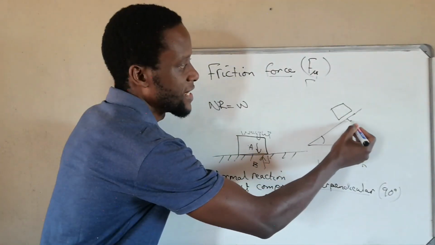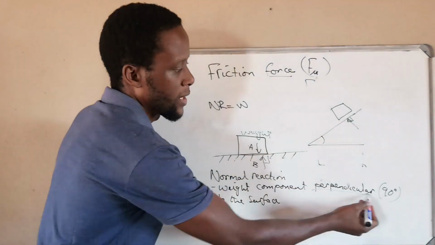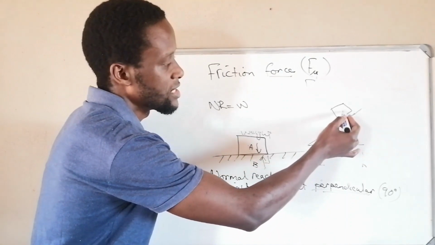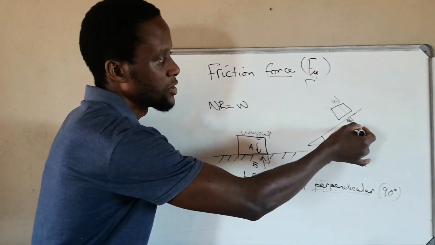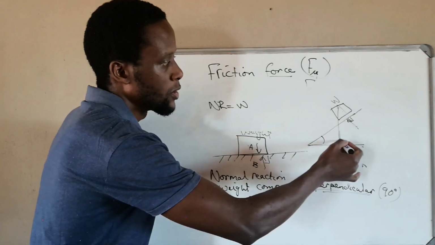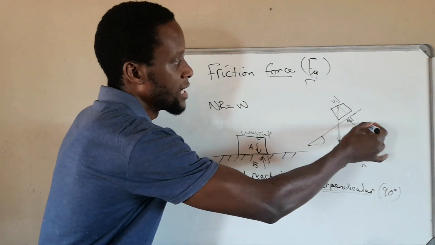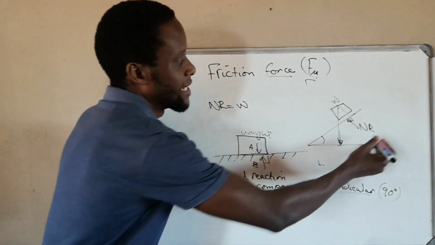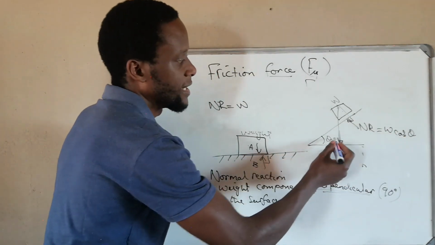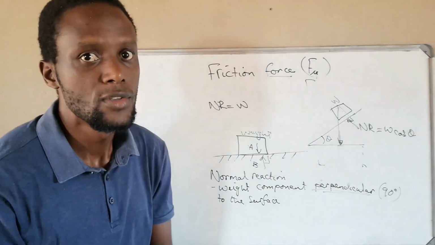The surface is reacting, and it is always reacting where? At 90 degrees. So when the surface reacts at 90 degrees, it is no longer the total weight that is pushing against it. The weight is always towards gravity, so the weight will be going in that direction. What we have as our normal reaction when an object is at an incline is the weight cos the angle of the incline. Okay, so that's what we'll be doing.